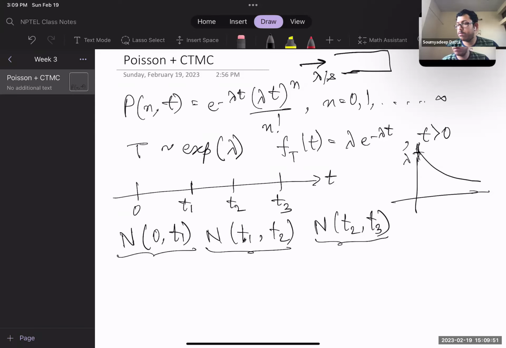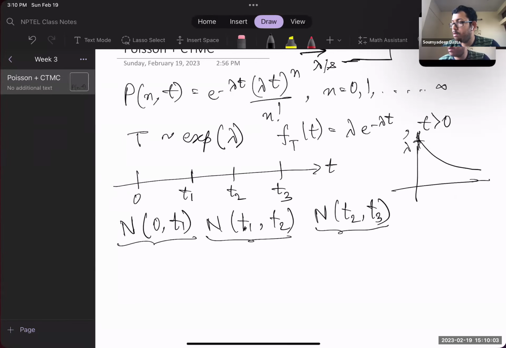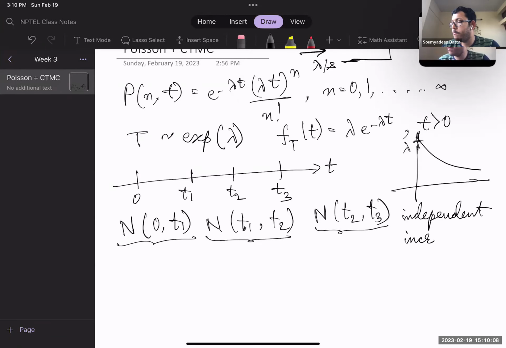So the answer is no. That is the inherent property of the Poisson distribution, that they are independent. This is the notion of independent increments: disjoint time intervals like 0 to t1, t1 to t2, t2 to t3 are completely independent of each other. So there is no correlation or dependence of one quantity on the other. Regarding that, we can solve a very simple problem.